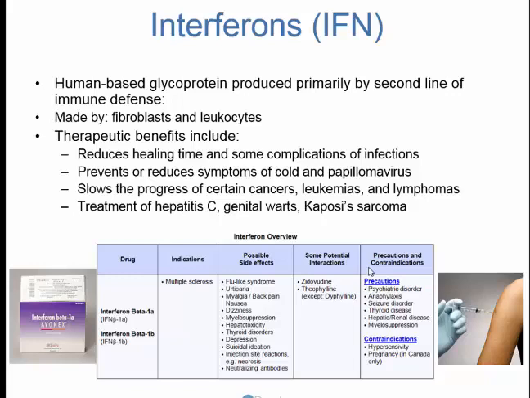And so here's an example of interferon beta, and so potential side effects and things like that, and of course all the contraindications. But ultimately being able to take someone who's suffering from genital warts and put them at least in remission for a period of time is quite worth some of these side effects. So it's kind of that balance that is struck.